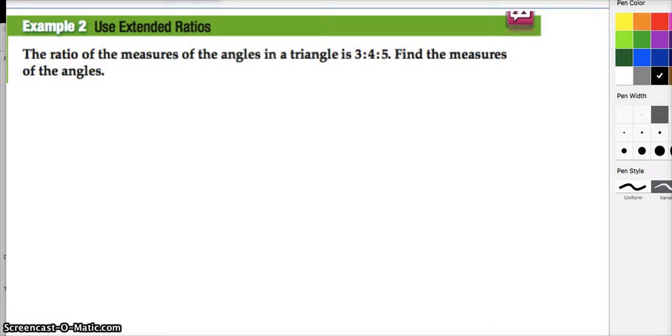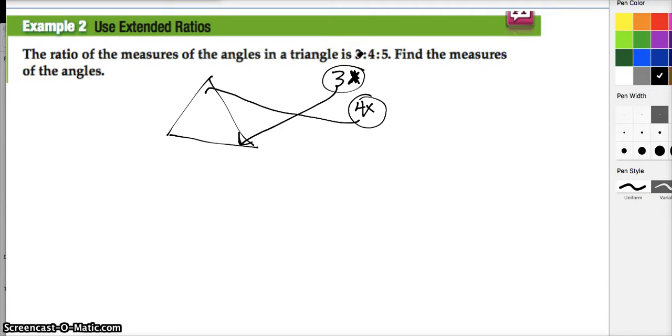So here's one of those extended ratio problems that I mentioned. Here in example 2, we're going to use extended ratios, and I want you to pay close attention to what we're going to talk about. We've got the ratio of the measures of the angles in a triangle is 3 to 4 to 5. Find the measure of each angle. So what this means is there exists some x value such that 3 times x is going to be one angle. And that same x value, when I multiply it by 4, that'll be some other angle. And that same x value, I'll multiply by 5, and that'll be the other angle.